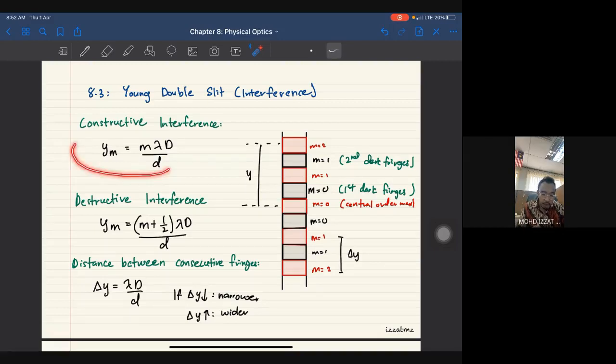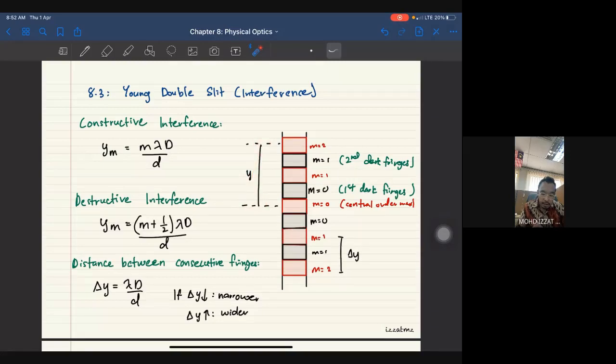The formula is y_m = mλD over d. Okay, D ni saya dah sebut apa dia. Lambda is the light source punya lambda. y_m is the distance between the central or the maximum towards the certain m tu lah. Kalau dia kata m tu untuk bright tu, so maksudnya from here to here. Okay, kalau m sama dengan 2, this is the y2 punya values.